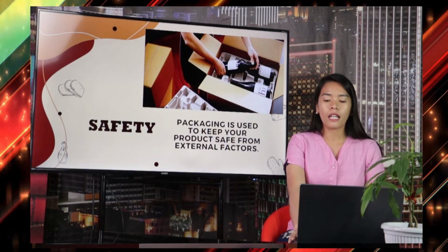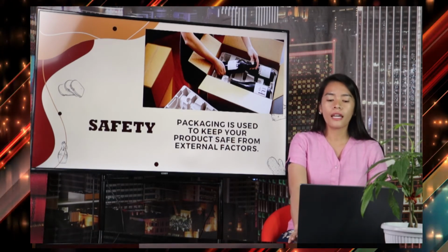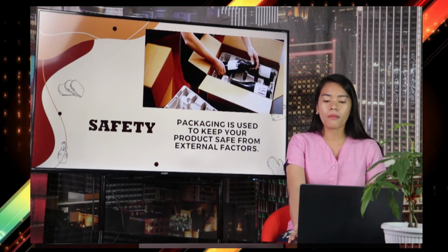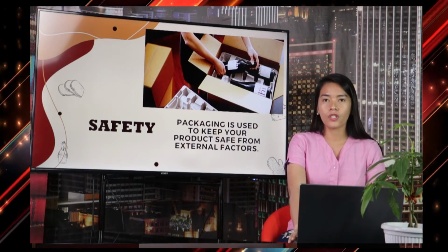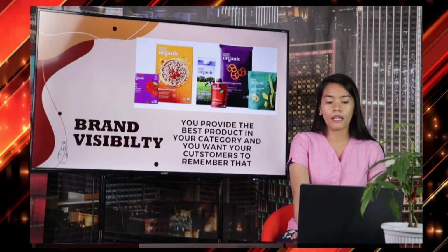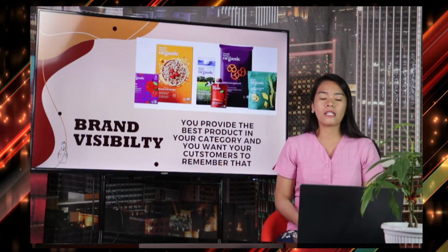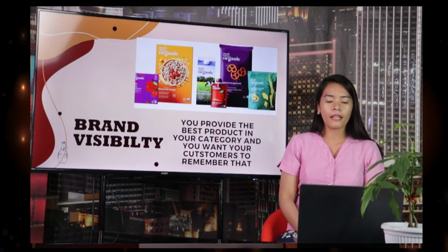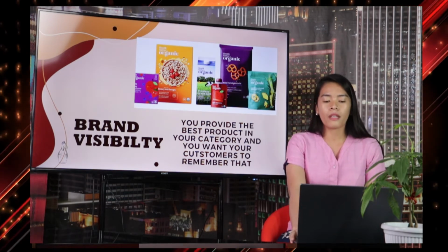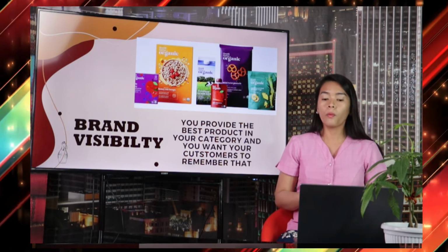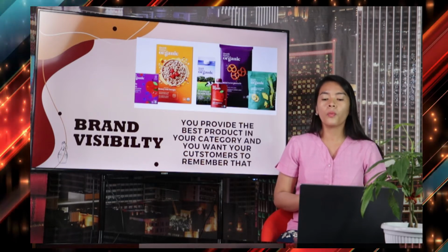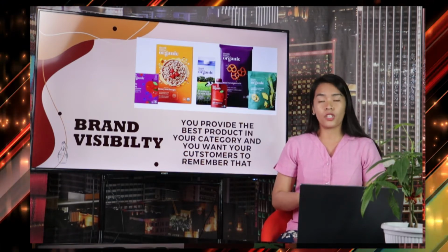If you want to sell like fruit juice, you just can't hand it over to customers. So it should be packed in something like a stand-up pouch. So it is very commonly observed in the grocery. Next is we have the brand visibility. Or you can provide the best product in your category and you want your customers to remember that. So of course, we want our product to be remembered or to give a lasting impression to the customers. So we need to have a good packaging.